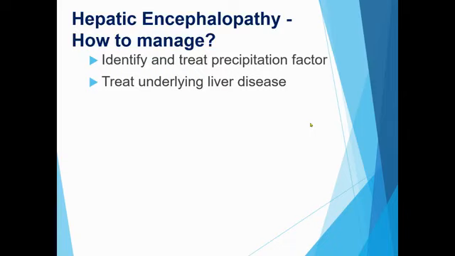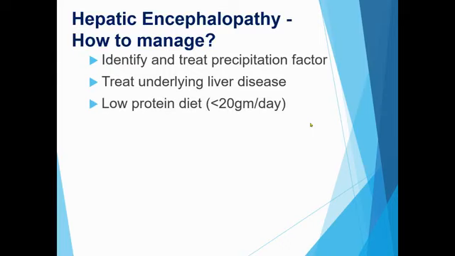And treat the underlying cause. Suppose the patient has developed cirrhosis of liver due to hepatitis B virus infection, so you treat the hepatitis B. If it is due to alcohol consumption, stop alcohol consumption. If it is due to any drug, stop taking that drug. So identify and treat the underlying cause.